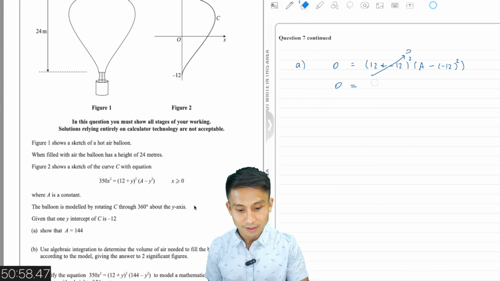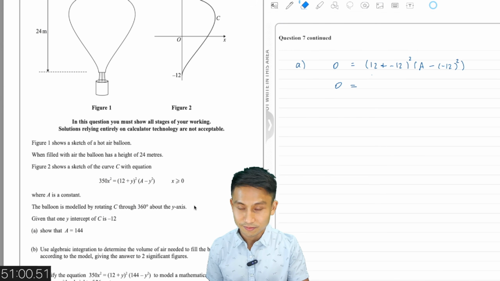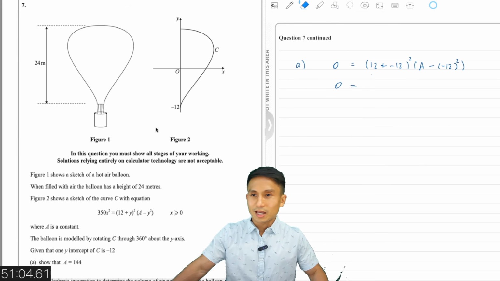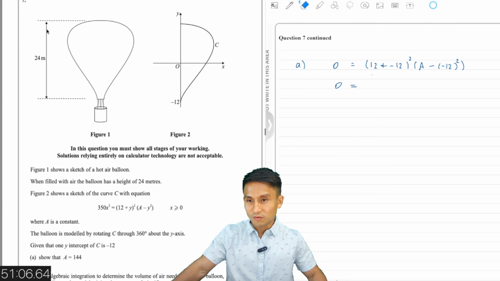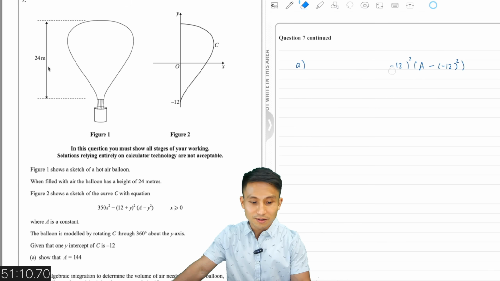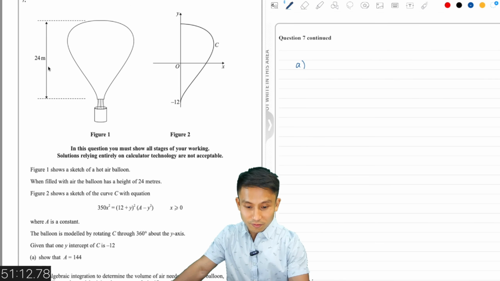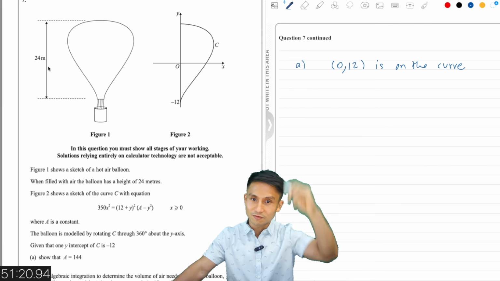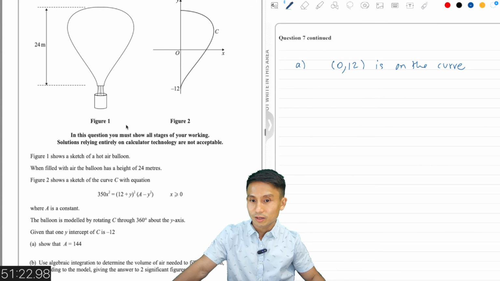Okay, I should use the fact that this is 24, so the other y-intercept is 12, 0, 12. So 0, 12 is on the curve here, because that's half the height of 24, yeah? After you revolve the curve.